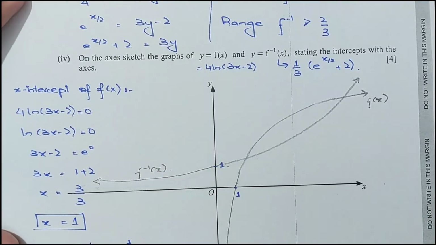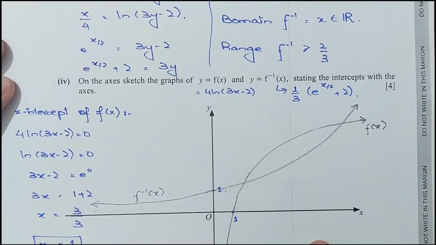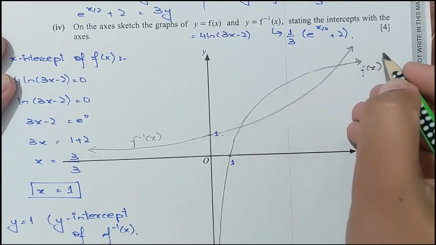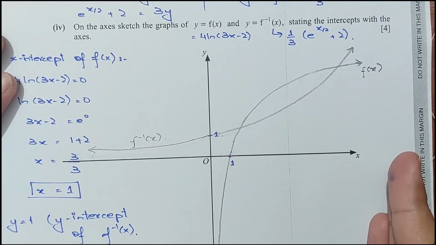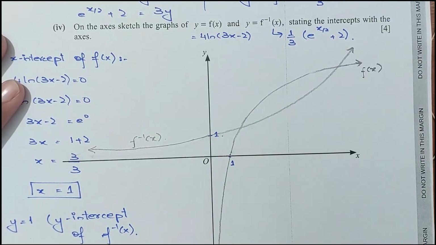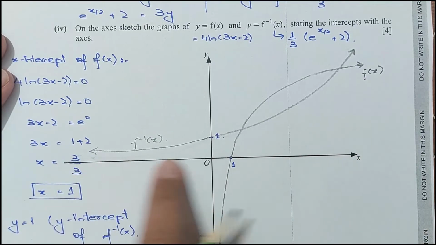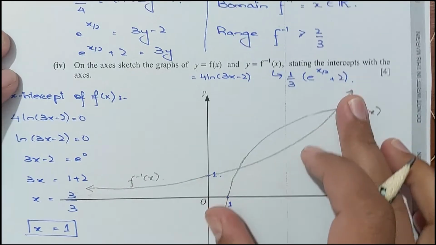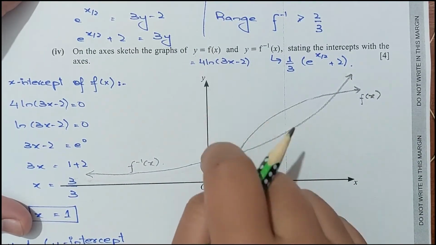All right. So here we can easily see the domain and the range of f of x. This is the curve of f of x. So the domain is all the x values which are more than 2 by 3, and the range is all real numbers. And for f inverse of x, the domain is all real numbers, and the range is more than 2 by 3.